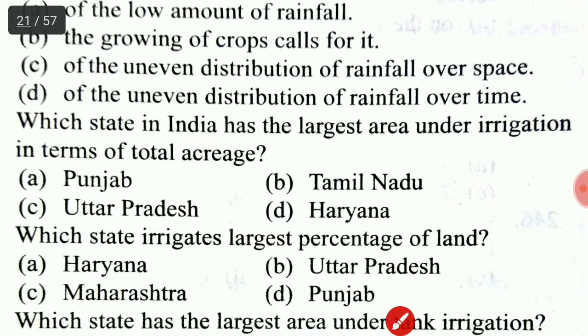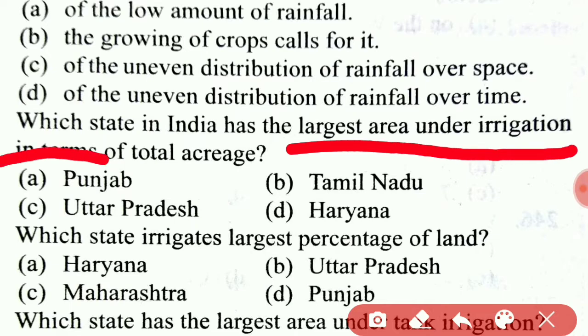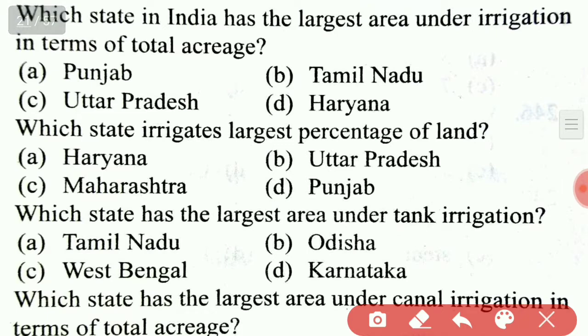Next, which state in India has the largest area under irrigation in terms of total areas? The right option is option C, Uttar Pradesh. Next, which state irrigates the largest percentage of land? The right option is option D, Punjab.